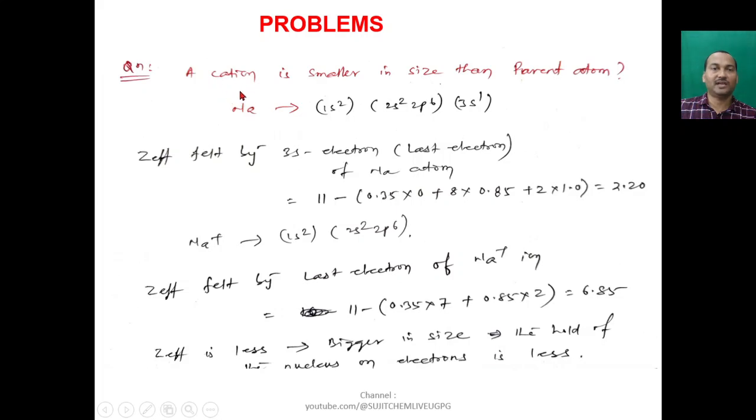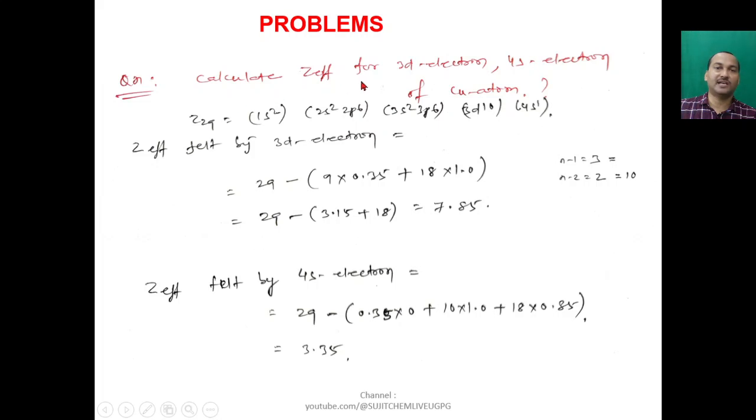Similarly, you can explain why a cation is smaller in size than the parent atom. Sodium has configuration 1s2, 2s2, 2p6, 3s1. So the Z effective held by the 3s electron, that is the last electron, is 2.20. And Na plus is 1s2, 2s2, 2p6. So the Z effective held by the last electron of the Na plus ion is found to be 6.85. So for the atom Z effective is less, so it is bigger in size, as the hold of the nucleus on the electron is less.